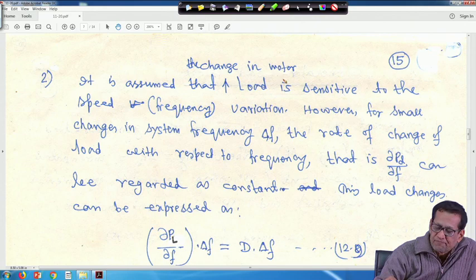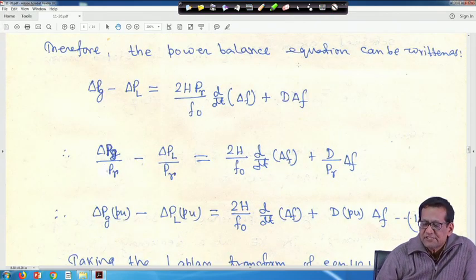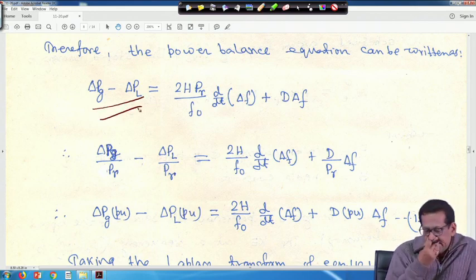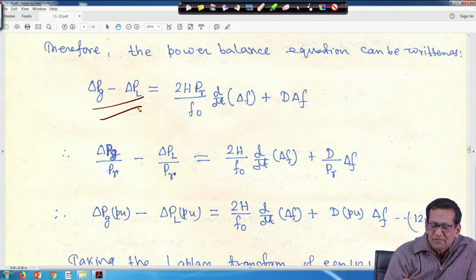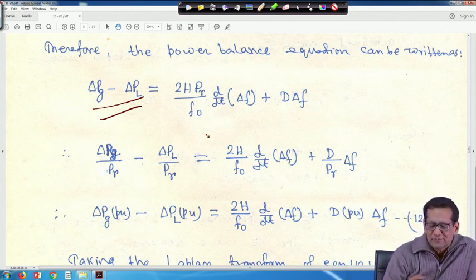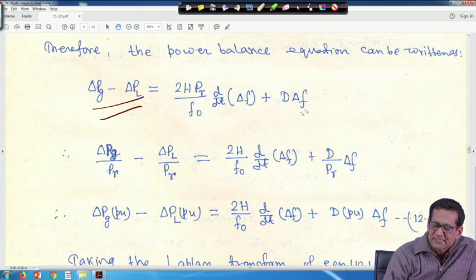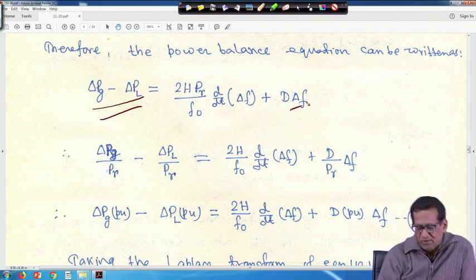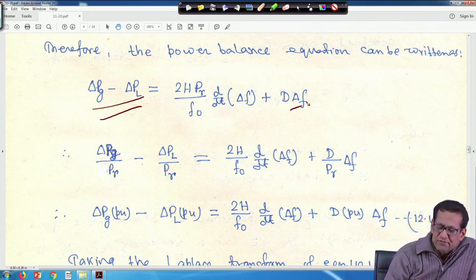Therefore, the power balance equation, because a transient imbalance has happened due to the change in load, delta Pg minus delta PL can be written as 2H PR upon F0 d dt of delta F, that is d dt of WKE, plus this term D into delta F. Now, on both sides you divide by PR.